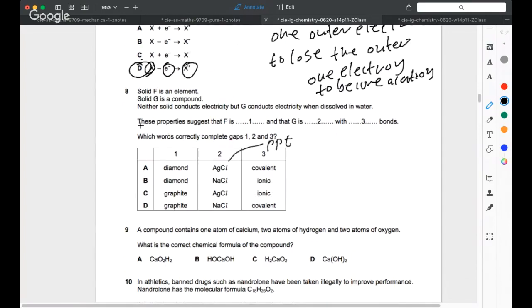So number 8. Right, so we know both F and G, they don't conduct electricity. So graphite, they conduct electricity. So C and D are not the right answer. So we need to look at A and B. And we also know that G dissolves in water. So silver chloride is a precipitate in water. So that's not right. So it must be this one, sodium chloride, which is also an ionic compound. And this silver chloride is not a covalent compound anyway, so B is the right answer.